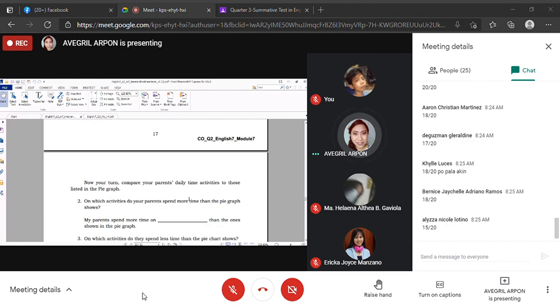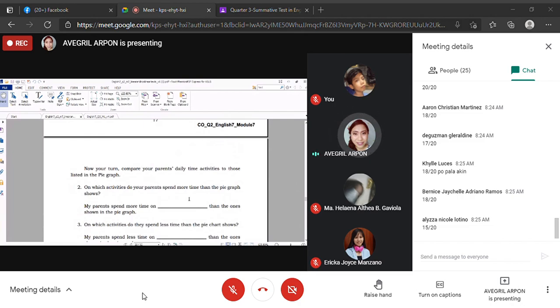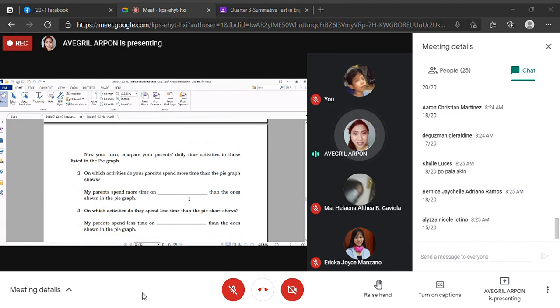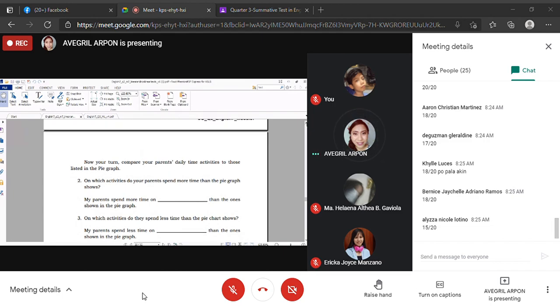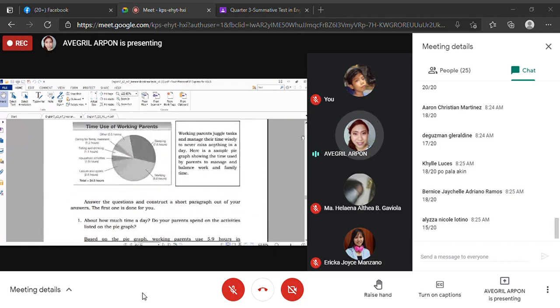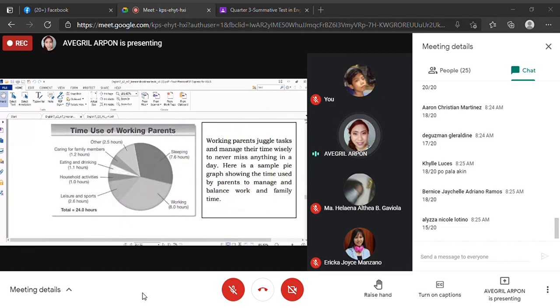So here, now it's your turn to compare your parents' daily time activities to those listed in the pie chart. Second question, on which activities do your parents spend more time than the pie chart? If you want, you can also take a photo of this pie chart to enable you to answer the questions given below later. So, time use of working parents. You can take a photo of the sample pie chart or pie graph.